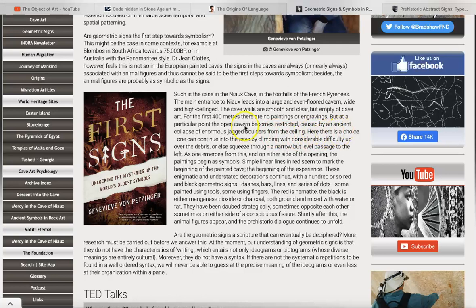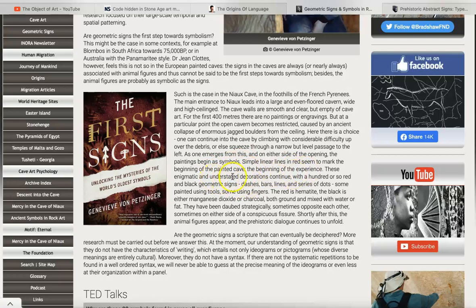Here there is a choice. One can continue into the cave by climbing with considerable difficulty up over the debris, or else squeeze through a narrow but level passage to the left. As one emerges from this, and on either side of the opening, the paintings begin as symbols. Simple linear lines in red seem to mark the beginning of the painted cave, the beginning of the experience.